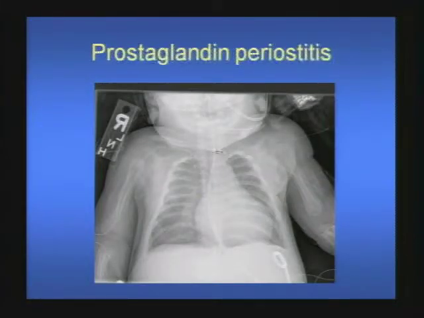Another example, this is a 4-week-old infant with interrupted aortic arch who was on a prostaglandin infusion for patency of the ductus arteriosus. You can see exuberant but lamellar periosteal reaction in bilateral humeri and also involving the clavicle, if you can appreciate that. This is a case of prostaglandin periostitis without any acute fracture.